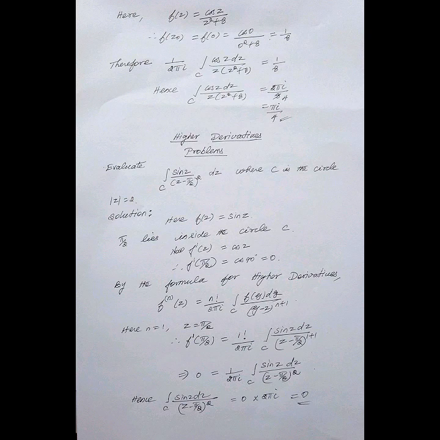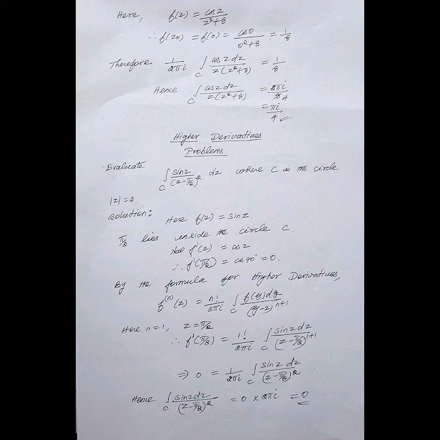You know the formula for higher derivative. f power n of z equals factorial n by 2 pi i into integral over C f of zeta d zeta divided by zeta minus z the whole power n plus 1. Now we will see the first problem. Evaluate integral over C sin z divided by z minus pi by 2 the whole square, where C is the circle mod z equal to 2. Here, take f of z as sin z.